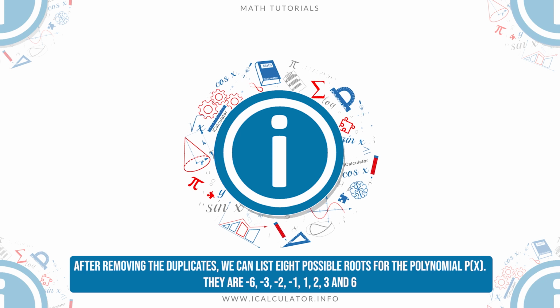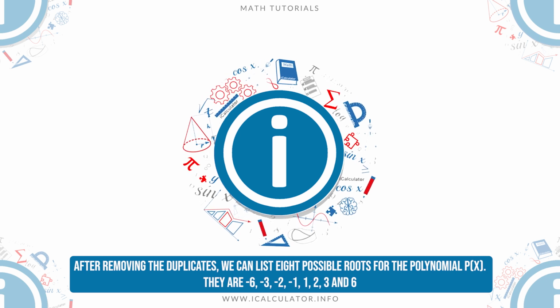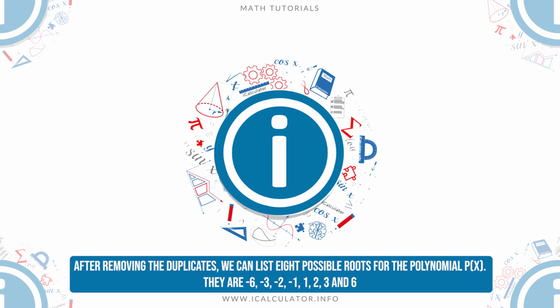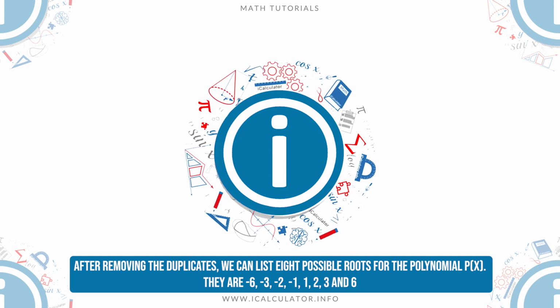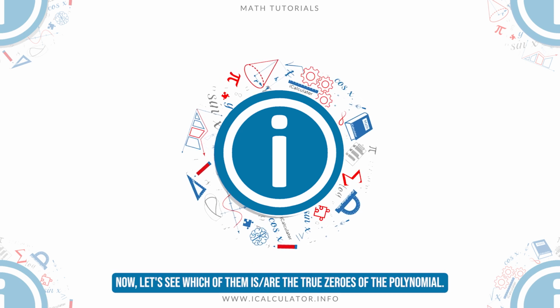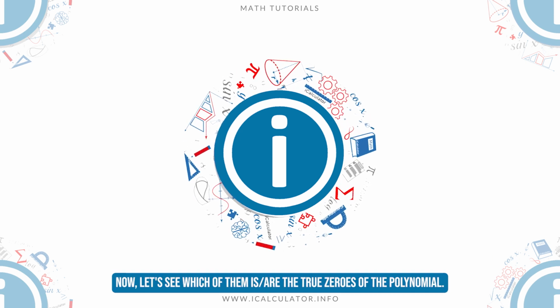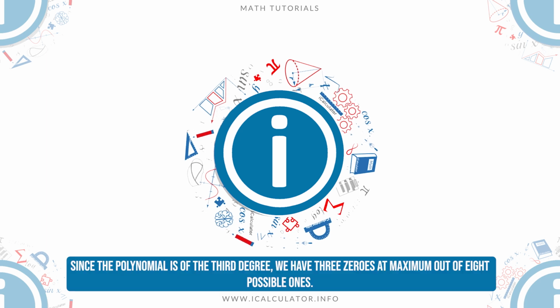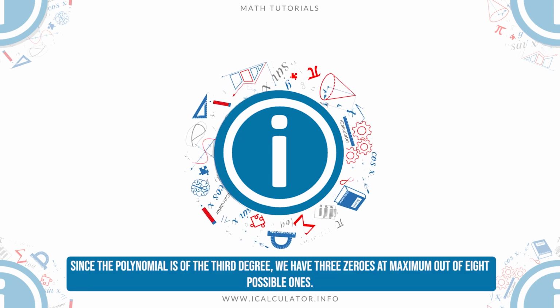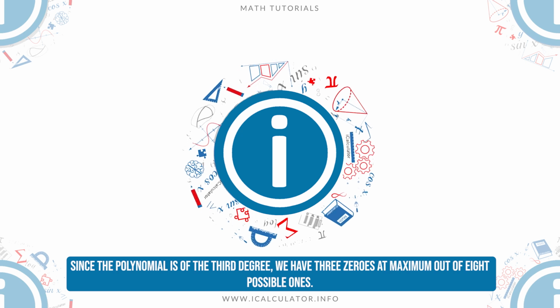After removing the duplicates, we can list 8 possible roots for the polynomial p(x). They are minus 6, minus 3, minus 2, minus 1, 1, 2, 3, and 6. Now, let's see which of them is or are the true zeros of the polynomial. Since the polynomial is of the third degree, we have 3 zeros at maximum out of 8 possible ones.